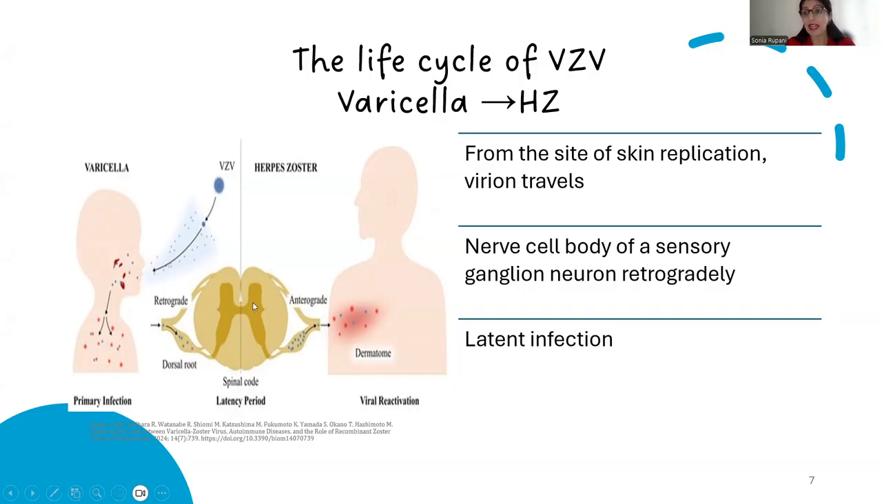This is a reactivation of that endogenous varicella zoster virus, and we see the pattern here. Now it goes from the dorsal ganglia anterogradely and comes back to the skin, causing that rash.